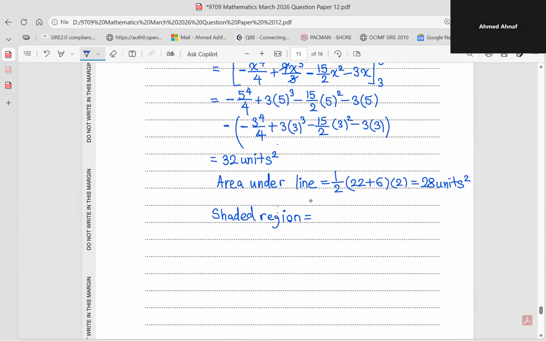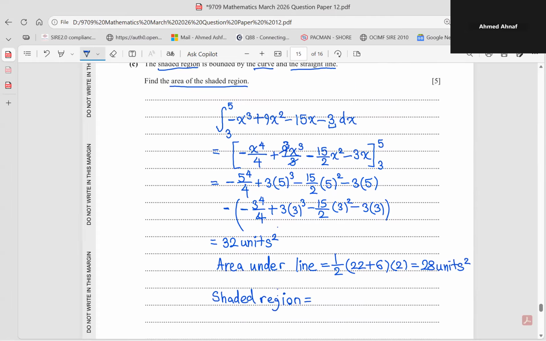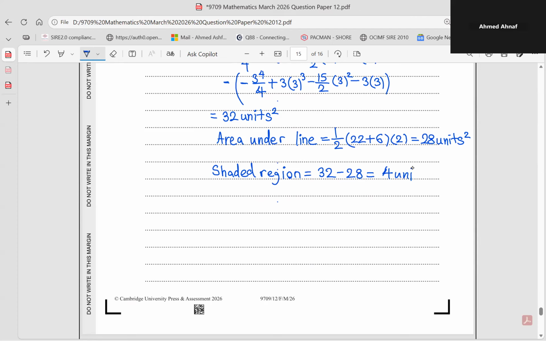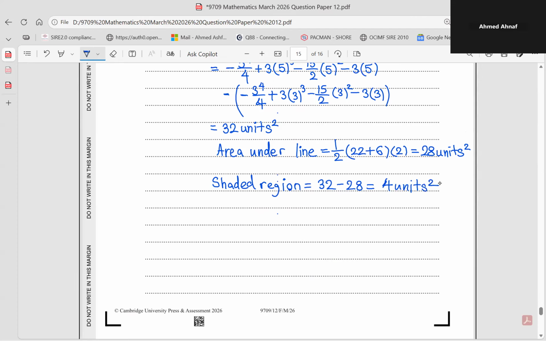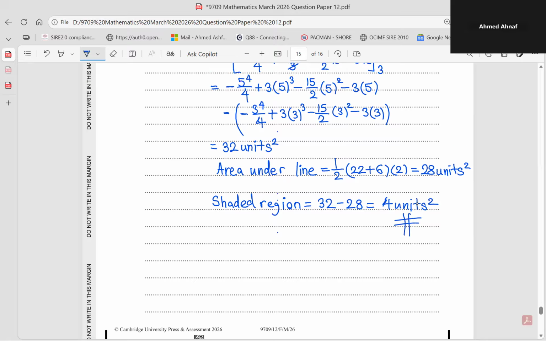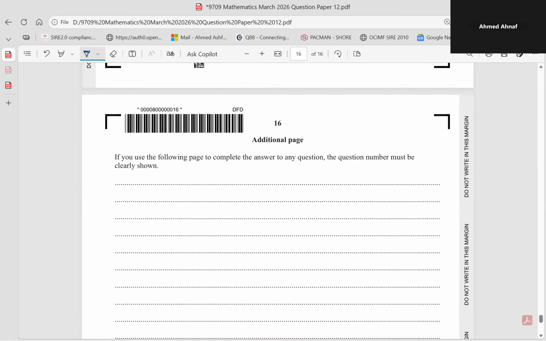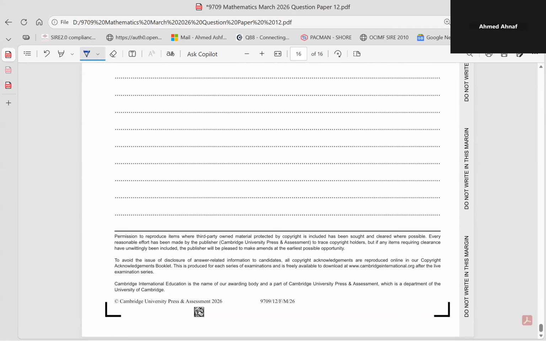Yeah. And finally, we can find the area of the shaded region. Okay, so the shaded region is the area under the curve, which we found in our first step, so 32, minus the area under the line or the trapezium, which is 28. And that gives us a total area of 4 units squared for the shaded region. Okay, so this would be our final answer for this part, as well as the entire question. And we have also come to the end of this paper.